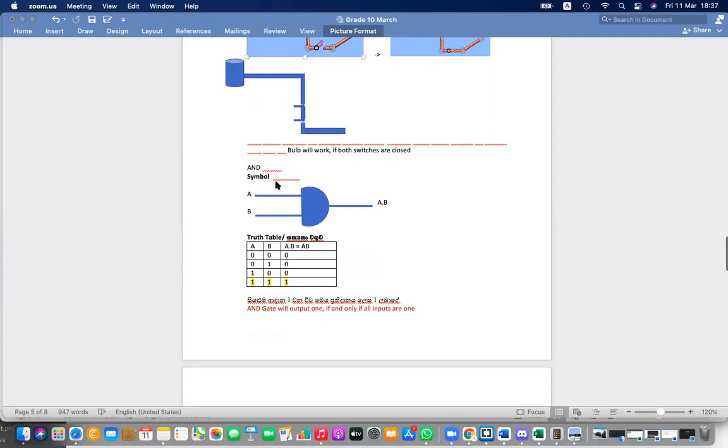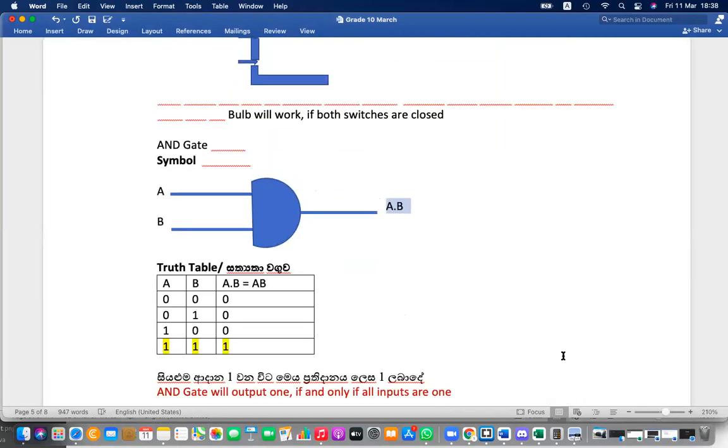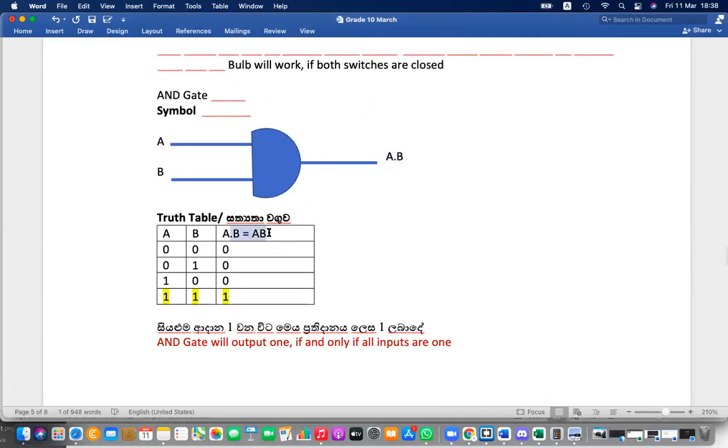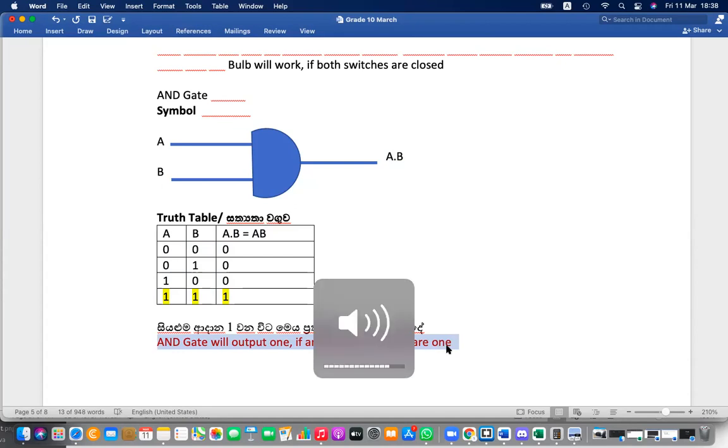Similar to that, the AND gate symbol, you can write AND gate also. The AND gate symbol is this. A dot B is a Boolean algebra notation. Then you can see A dot B, A and B. If no, no, no, but if all are 1, then it's 1. The AND gate will output 1 if all inputs are 1. If all are 1, the AND gate will output 1. That is the AND logic. Right? I think it's easy. Is there any difficulty? Then I can clarify again.